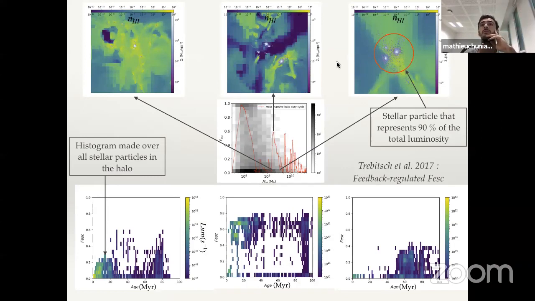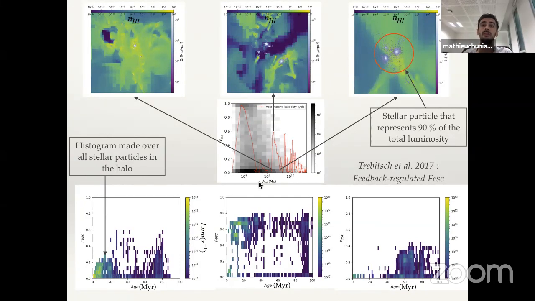And I plot on the top the neutral gas of the halo with the brightest stars overplotted, because since the escape fraction is luminosity weighted, they are the stellar particles that drive the escape fraction, in fact. And in the bottom, I plot the escape fraction as a function of the age for all stellar particles inside the halo, with the luminosity of the stellar particle color-coded.